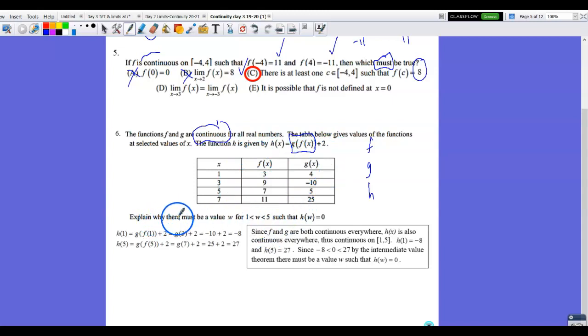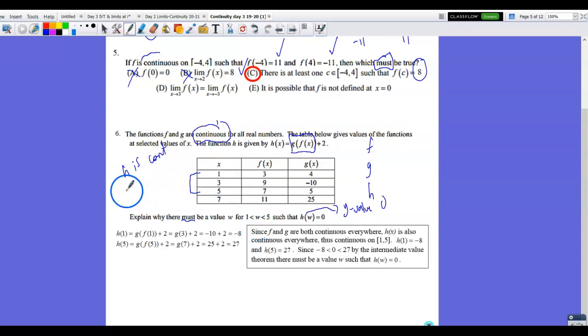Our job is to explain why there must be a value w, that's a value of x, between 1 and 5. So we're going between 1 and 5. We're not going between 1 and 7. Such that h of w is a y value of 0. Now we know that f and g are both continuous. Therefore, h has to be continuous because h is comprised of f and g. So we already know that h is continuous, and it's going to be continuous on the closed interval from 1 to 5. It's going to be continuous everywhere.